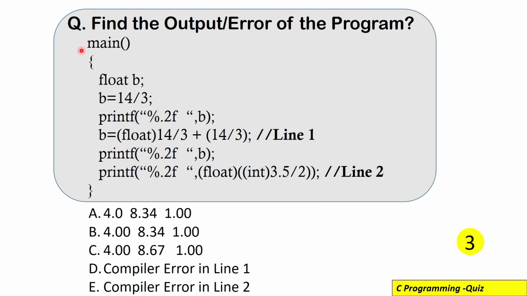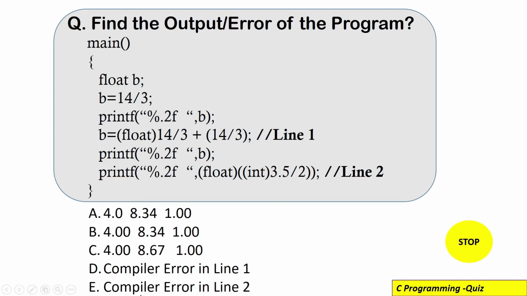So here you have to consider that I have written int main and at last we have the return 0, although I have not written it explicitly. So I will start the timer and you can read the question and solve it first by yourself, and after that I will tell you the correct answer.